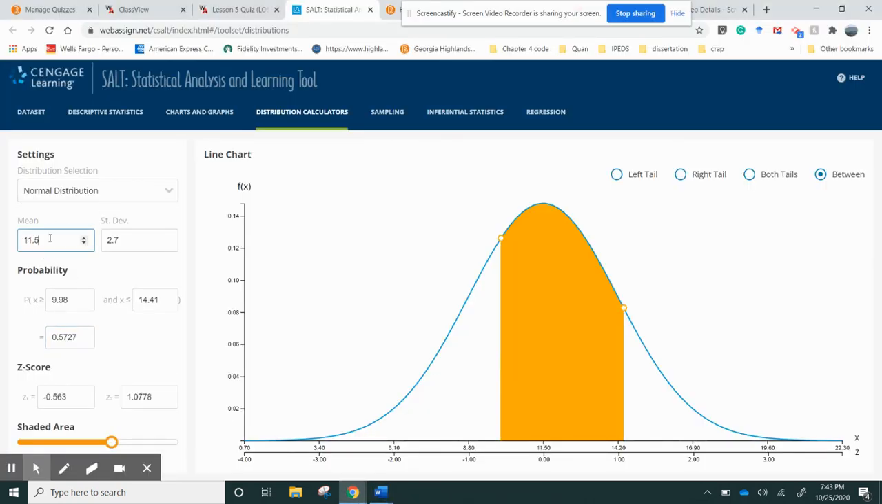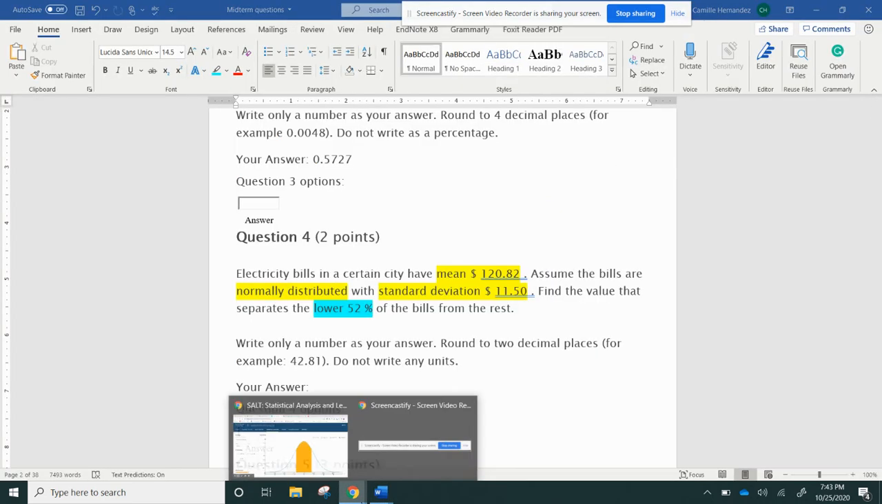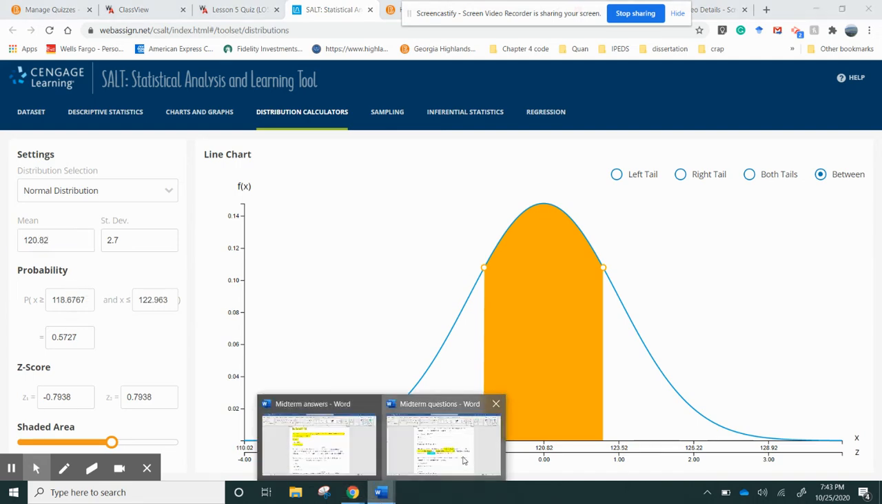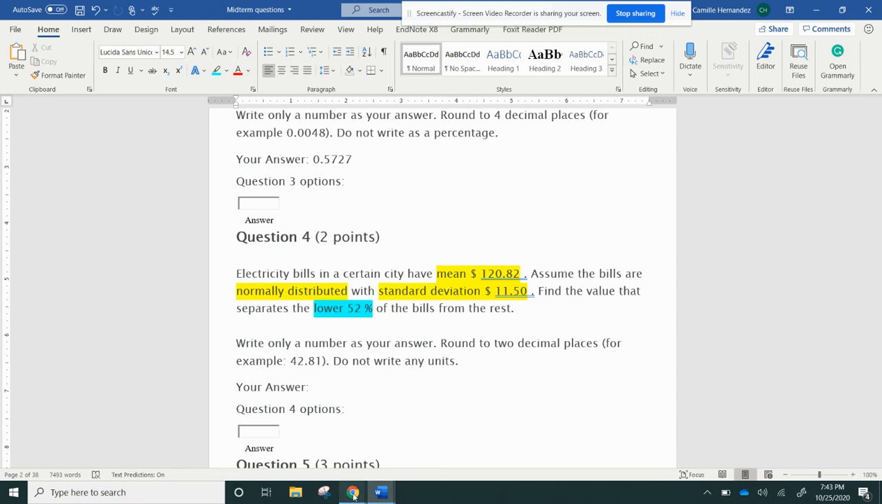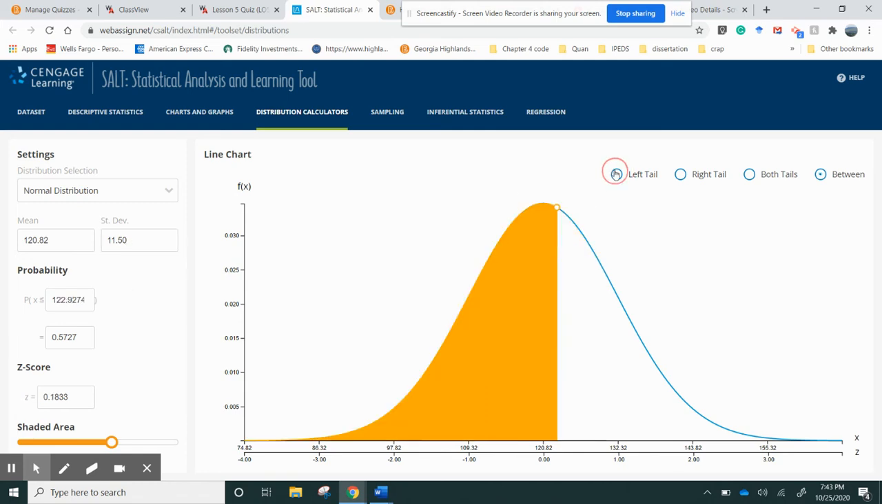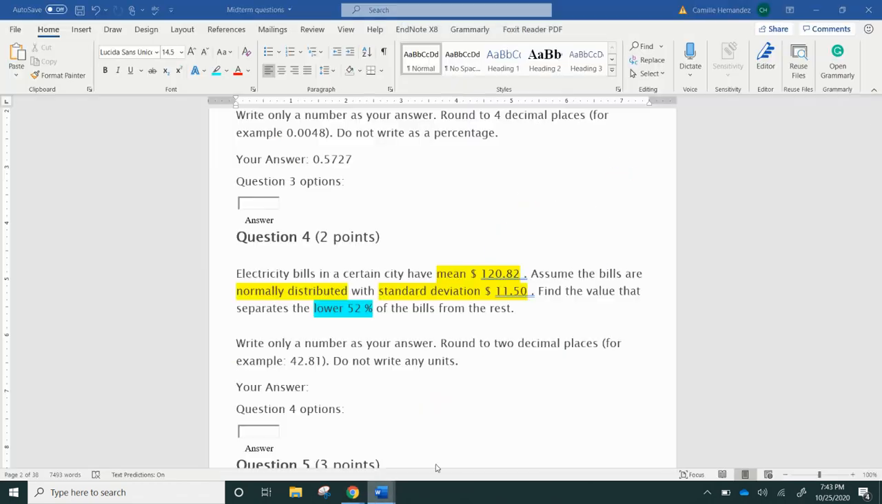Okay, same thing. I'm going to put in the mean, which was 120.82. Sorry about that. And then my standard deviation, I'm going to go back, is 11.50. So I go here and put 11.50. And I'm going to do left. Why am I going to do left? Because it said lower 52%.